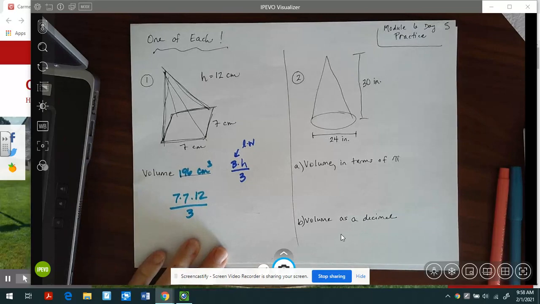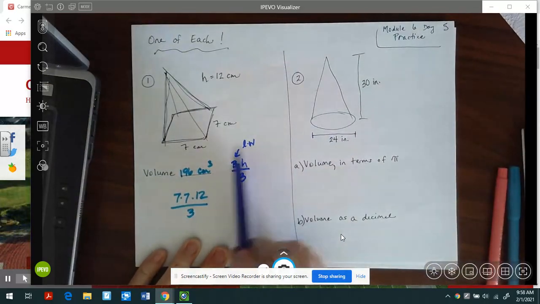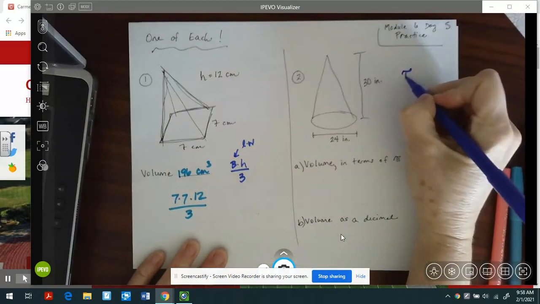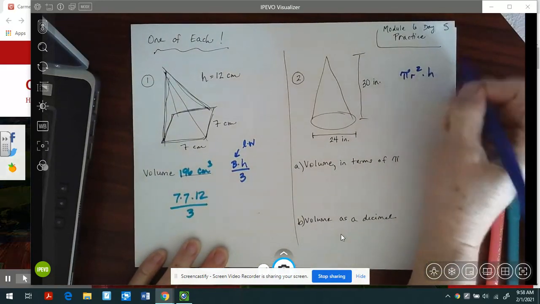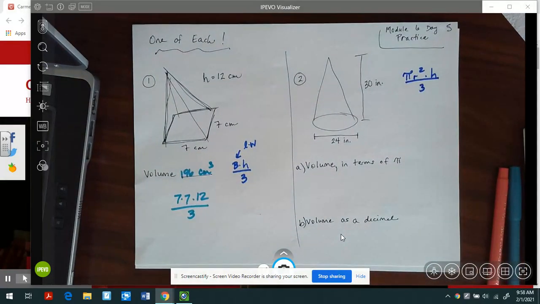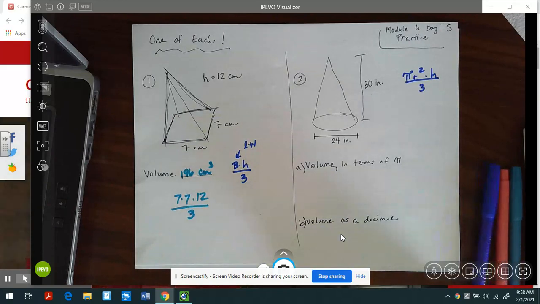All right. Formula. It's the same as this, but instead of base area being length times width, it's pi times radius squared times the height of the cone divided by 3. For problem A, please compute the volume of this cone in terms of pi.